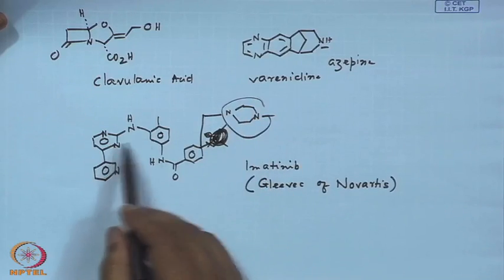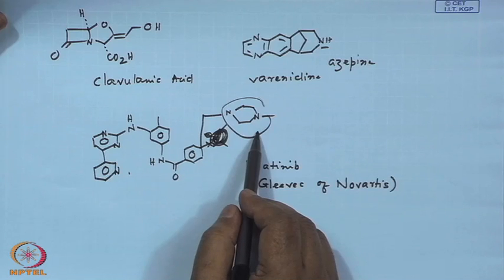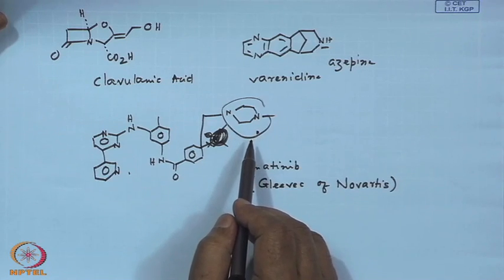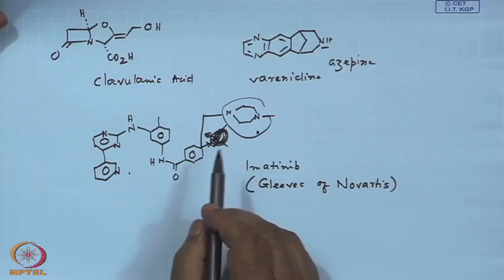And then the other part of this, you see here, one nitrogen, two nitrogens. What is the name of this nucleus now? Previously I said pyridazine, pyrazine. This is piperazine. This is the saturated one. So it is piperazine. Okay.